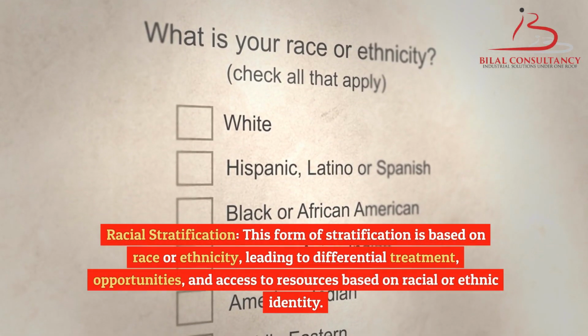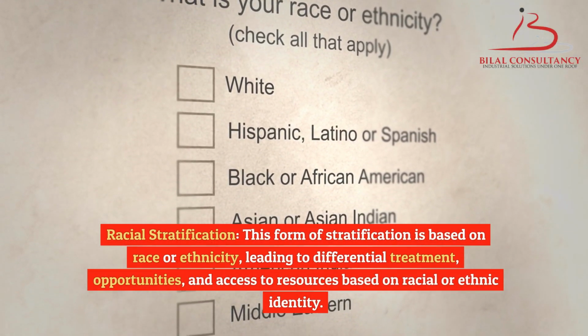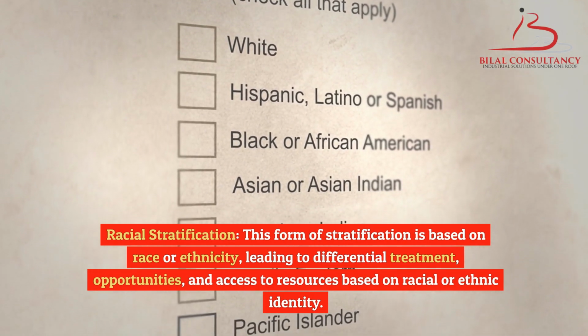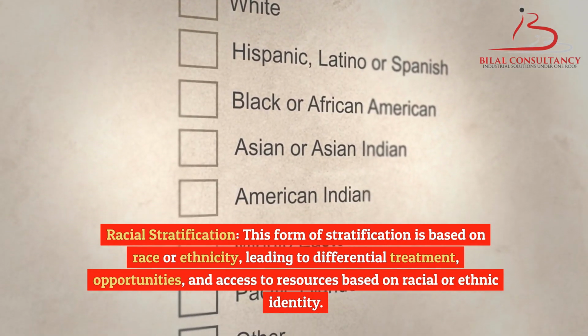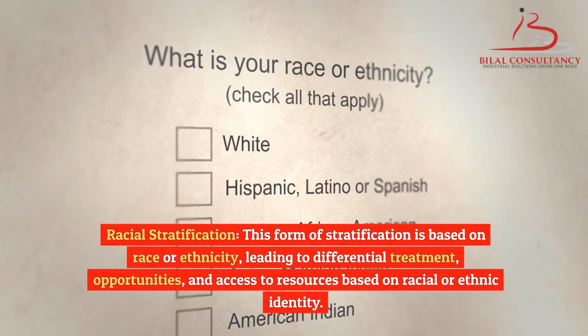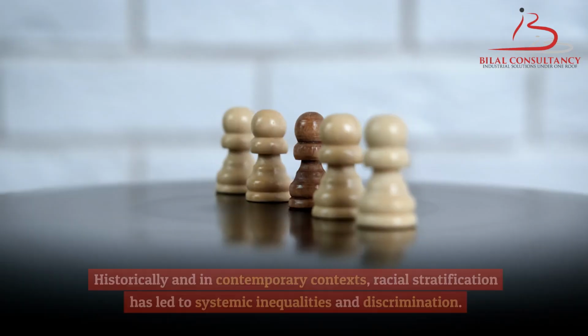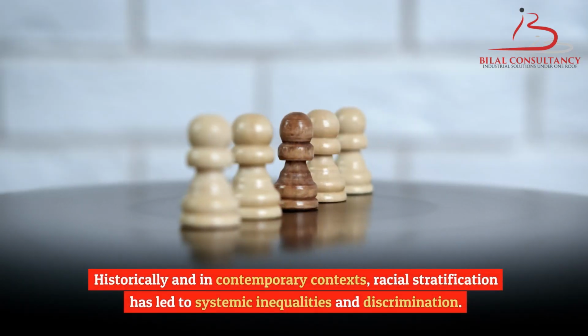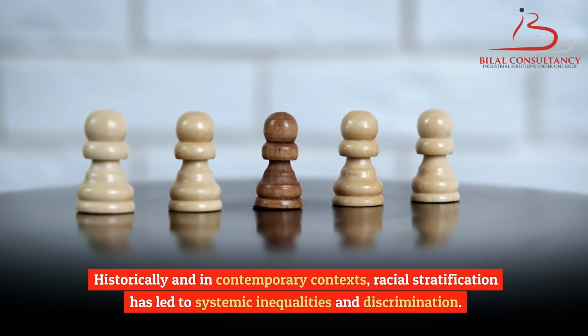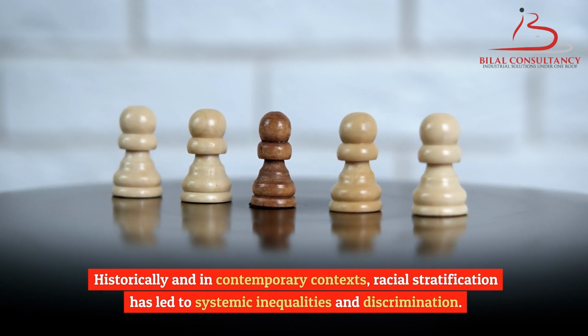Movement between castes is historically limited or non-existent. Racial stratification. This form of stratification is based on race or ethnicity, leading to differential treatment, opportunities, and access to resources based on racial or ethnic identity. Historically and in contemporary contexts, racial stratification has led to systemic inequalities and discrimination.